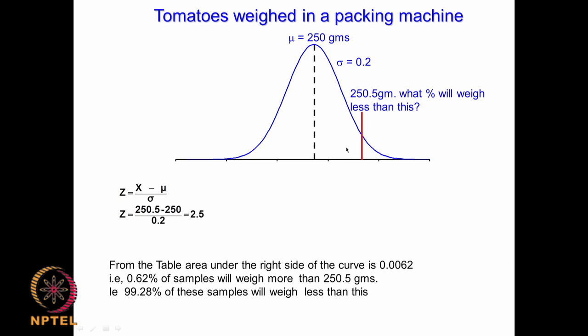I have taken one sample, 250.5 grams. So what will be the percentage of tomatoes which will weigh less than 250.5 grams?